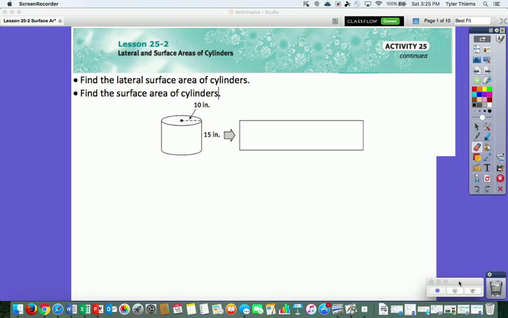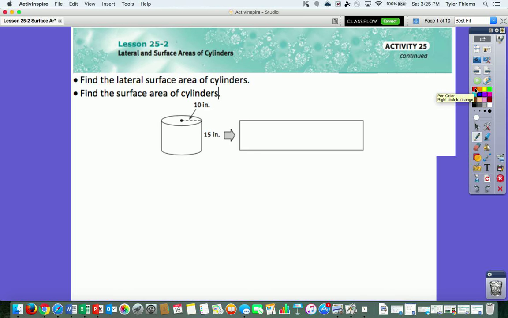We're going to be doing another video here today, lesson 25-2. We're finding the surface area of cylinders. You're going to need your pencil, obviously, and also a calculator to do this lesson today. Let's mark up these learning targets: finding the lateral surface area of cylinders, and even more importantly, the surface area of cylinders. So that's what we're working on here today.